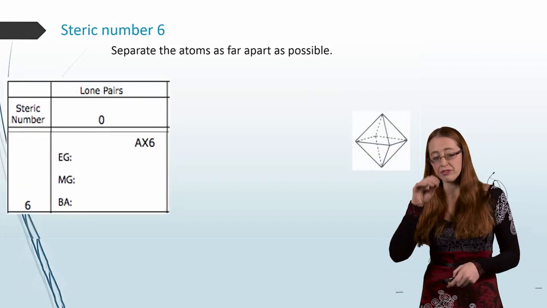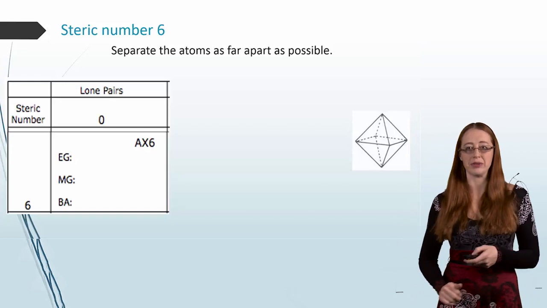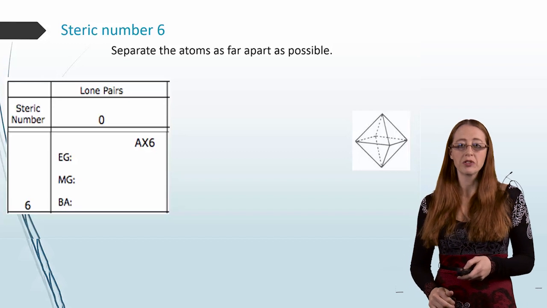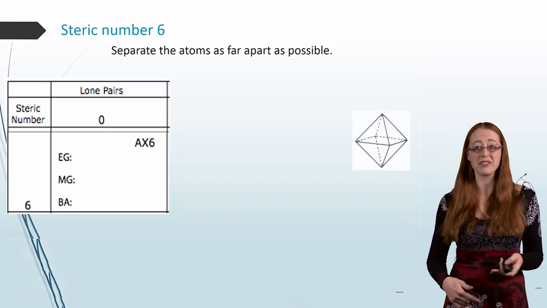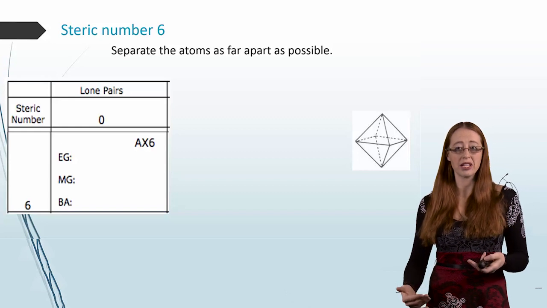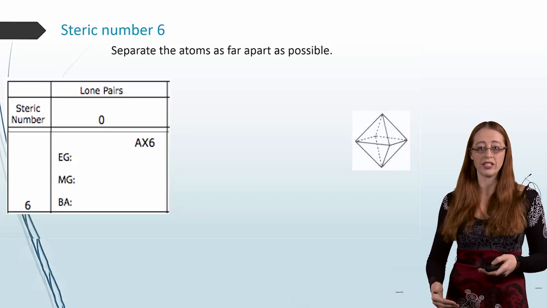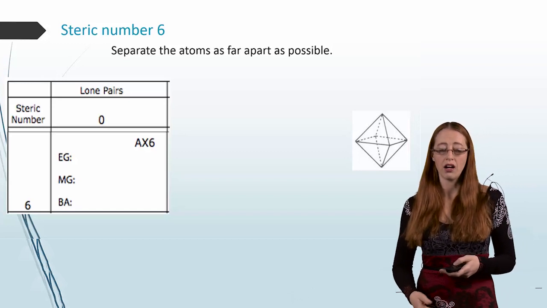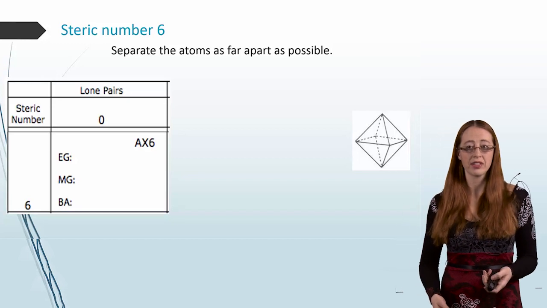Now our last one. Thankfully, this one goes back to being a little bit more simple. We kind of peaked out on difficulty with steric number 5. So for this one, we still want to separate everything as far apart as possible, but since we have 6, if you think about an XYZ coordinate system, it's going to be like that. It's just one on each coordinate axis. All of the angles are the same because they're all going to be 90 degrees.